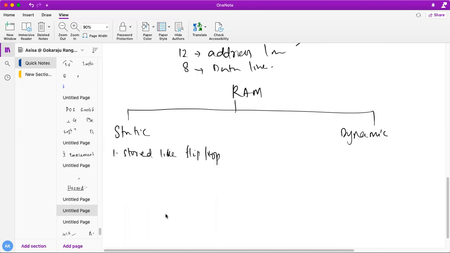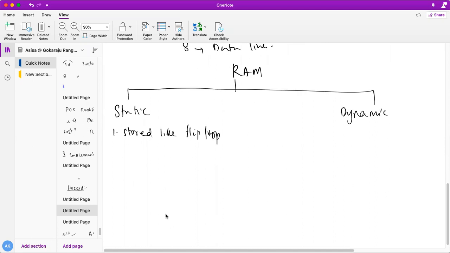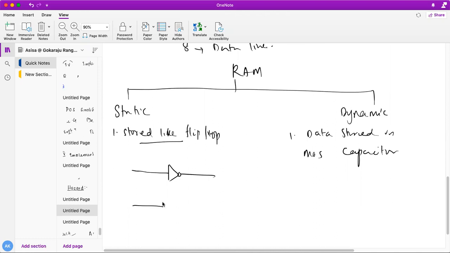But dynamic RAM is made up of a capacitor, where the data is stored. Here data storing is with the help of a flip-flop. Here data is stored in a MOS capacitor. We will study all these things in higher classes, students. So how the flip-flops will be like: I have told, cross coupled. This is my cross coupled, so this is like a flip-flop.